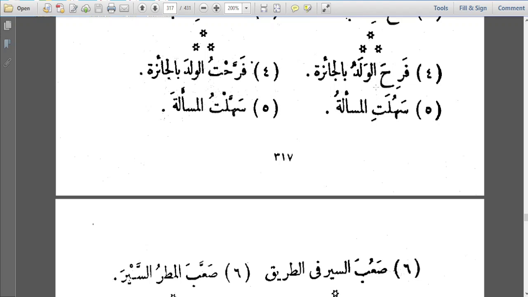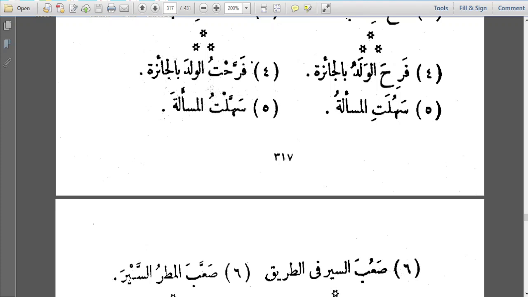And then it says, Fariha al-waladu bil-ja'izati. The boy got excited with the reward or with the award. It says, Farrahtu al-walada bil-ja'izati. I excited the boy. I amused the boy with the reward. So here, Fariha al-waladu, fi'il fa'il, and then bil-ja'izati jarun wa majrurun muta'alliqun bil-fi'il.